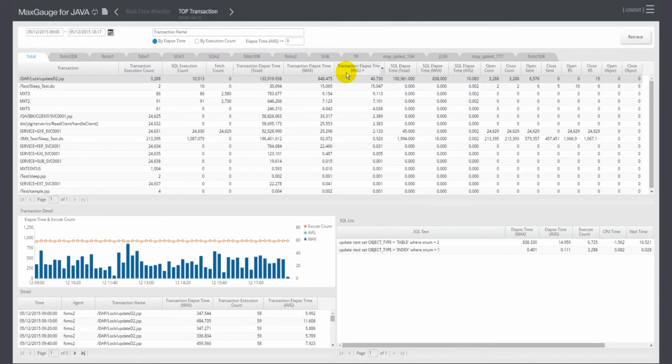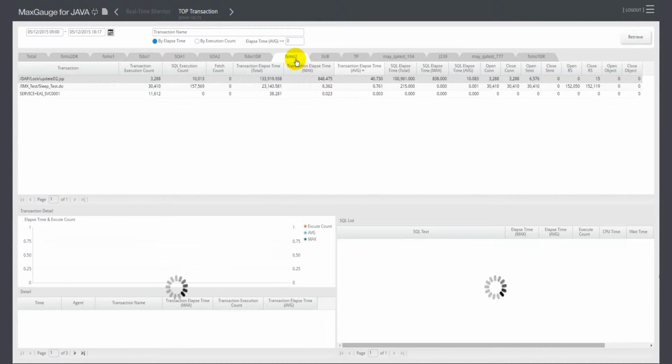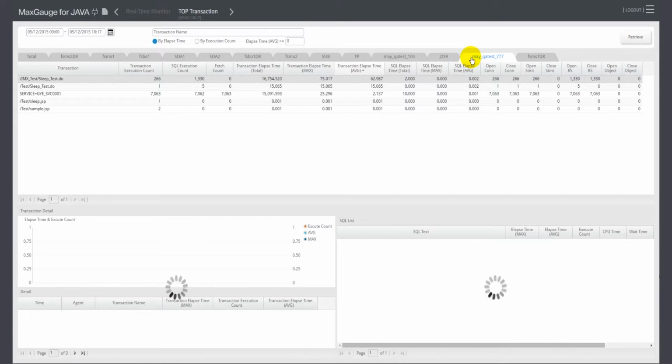the problem. On the top transaction screen, you can check the statistics of most time-consuming transactions based on the average elapsed time within a specific period.